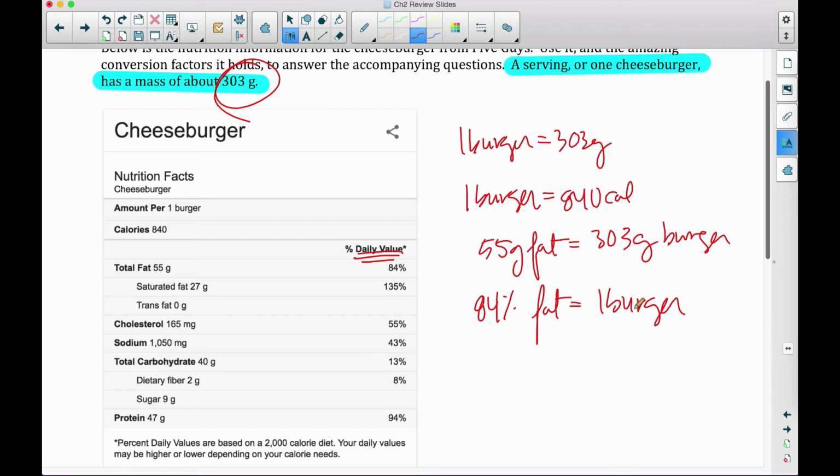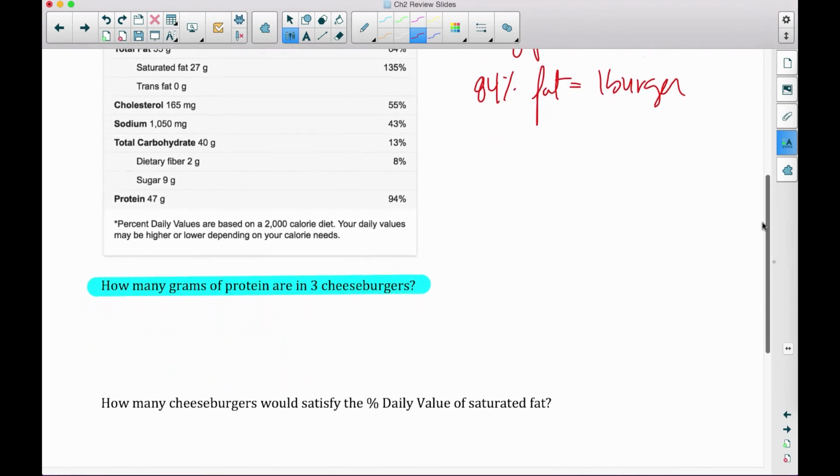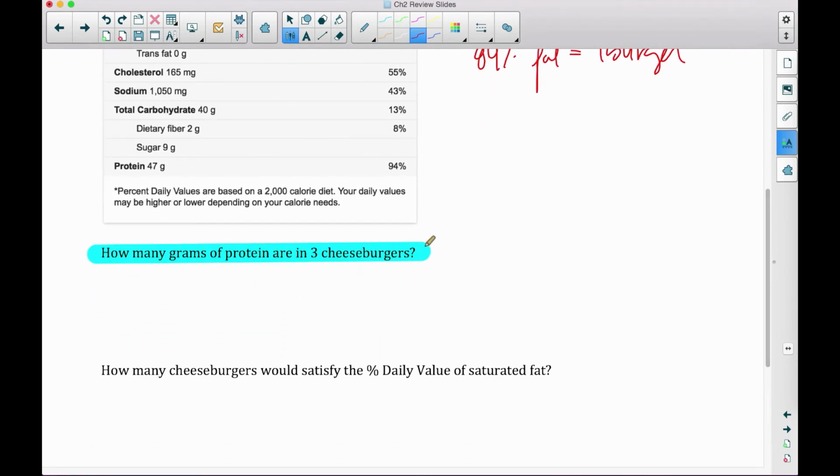So these are all just relationships we can come up with based on what's here, right? All we're doing is writing equalities, two things that happen to be equal to each other based on the information that we know. This one says how many grams of protein are in 3 cheeseburgers. So 3 cheeseburgers is my given. Protein is right here, and going back up again, that was this per serving, which was 1 cheeseburger.